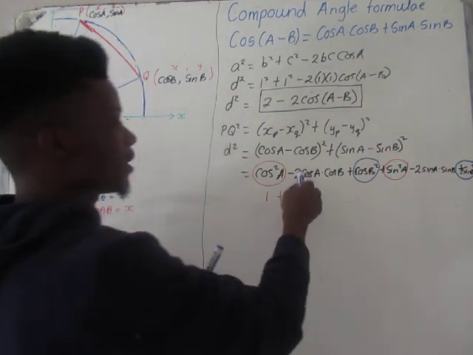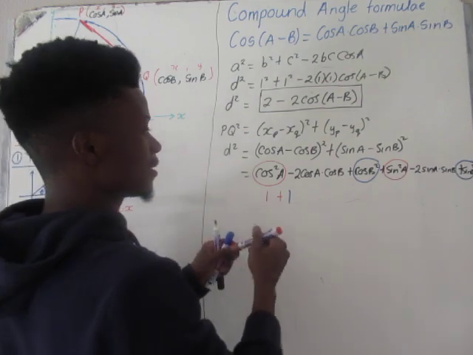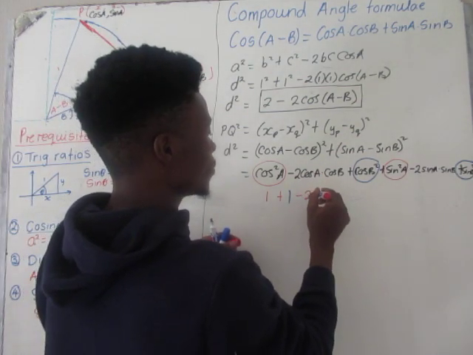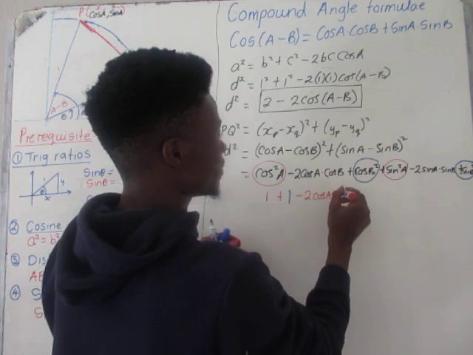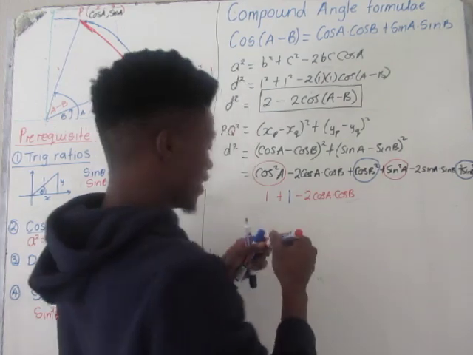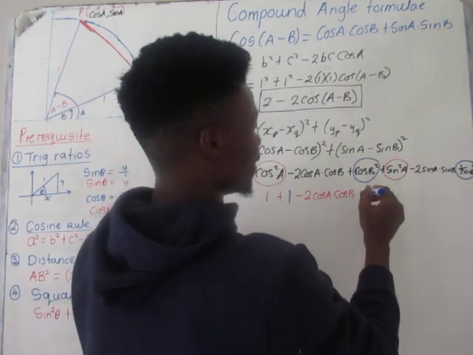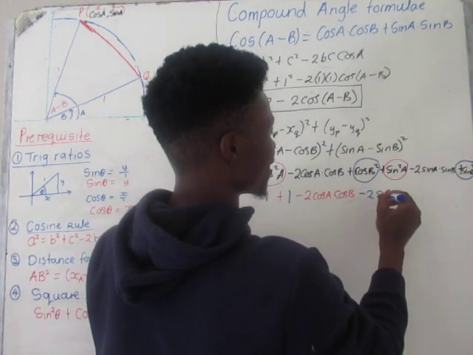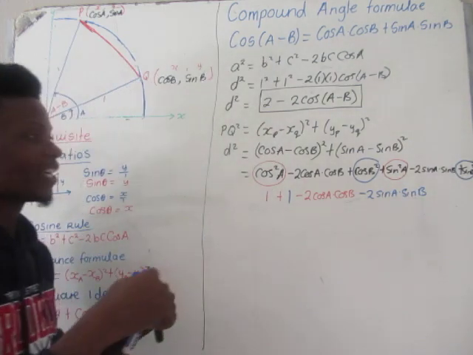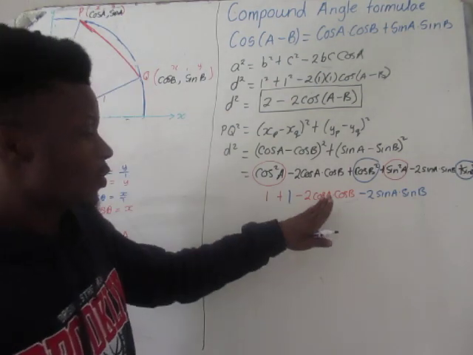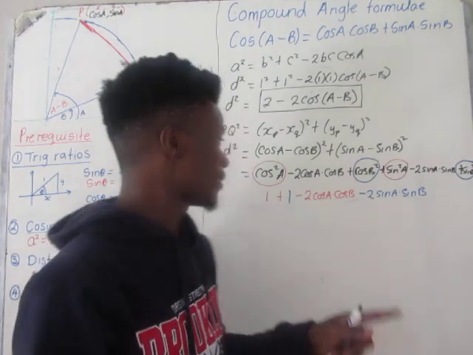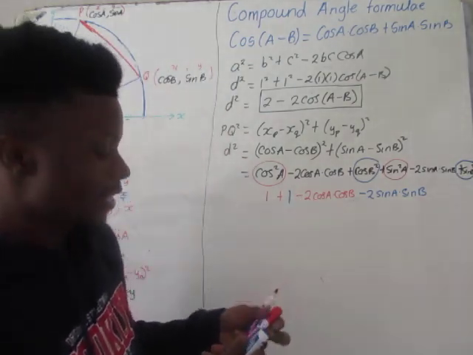Then we realize that we are left with these two terms: negative 2 cos A times cos B, and the other one, which I'm going to write in a different color, negative 2 sine A sine B. We can notice that this is cos A cos B and this is sine A sine B. So they are not like terms, they are not the same, but they all have the common factor negative 2.